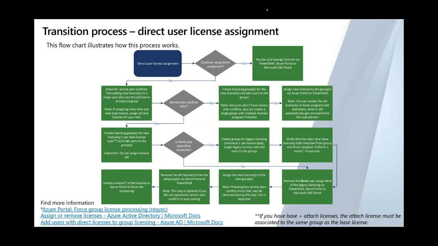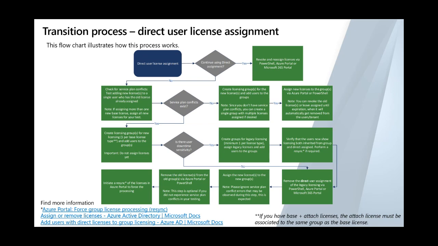If there's sensitivity to user downtime or potential user disablement, you'd move to the right to the next step here, where you create groups for the old licensing, and each legacy license would then require its own group. You'd assign the legacy licenses to those groups, and then add the users who currently have those licenses directly assigned to them. And then the next step, you'd want to validate that the users now have both the group and directly assigned licenses against their accounts.